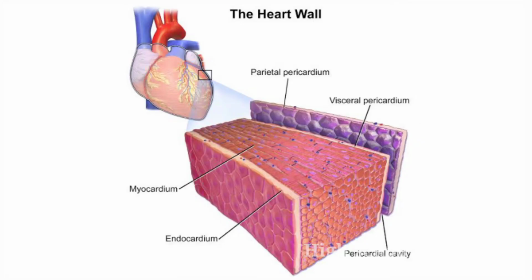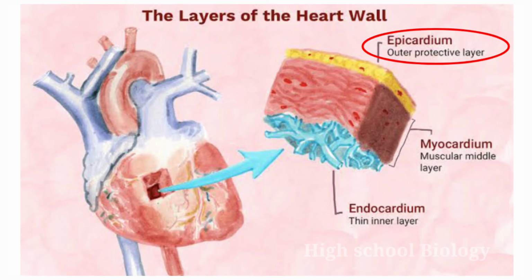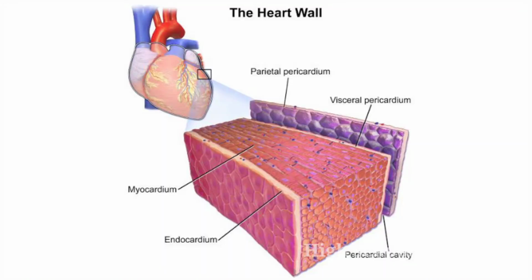It is protected by a double layered membrane called pericardium. The outer layer is called epicardium and the inner layer is endocardium. In between these two layers, pericardial fluid is present. It protects the heart from shocks and injuries.